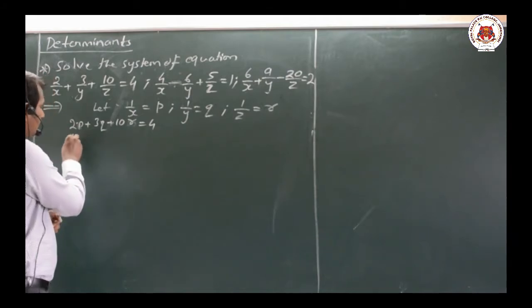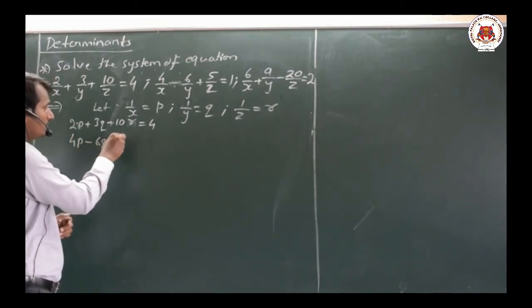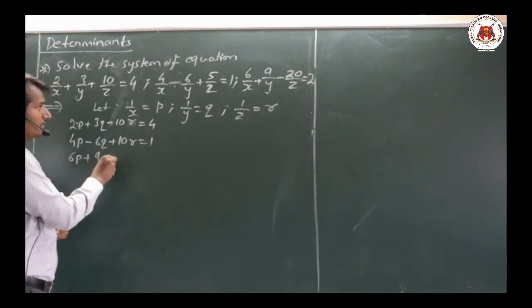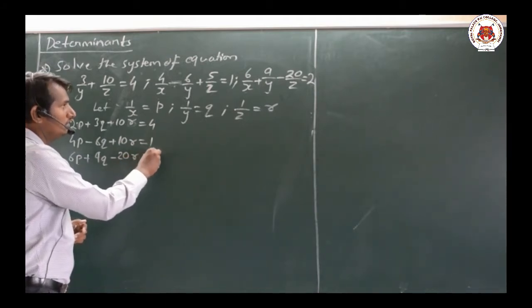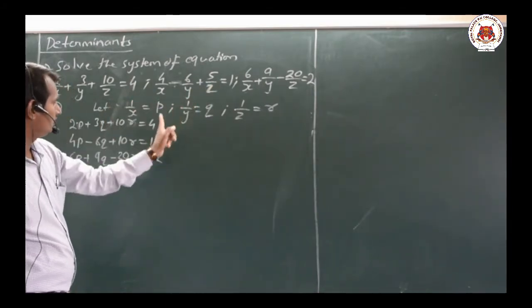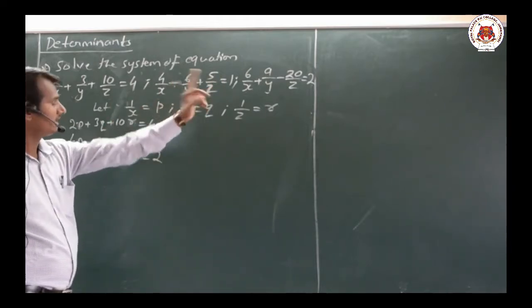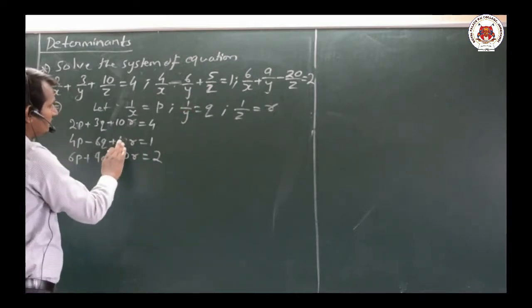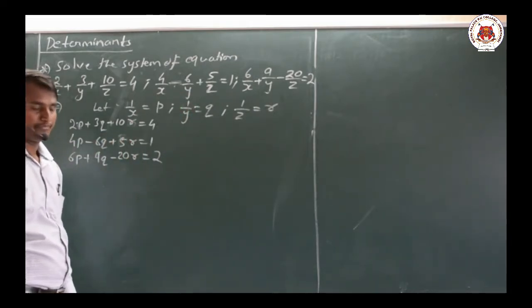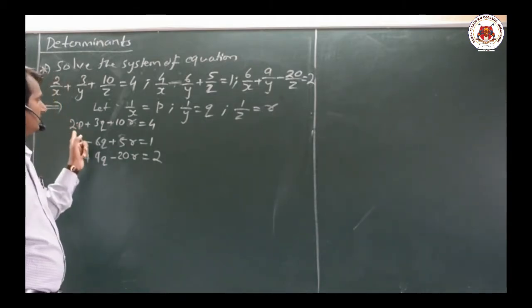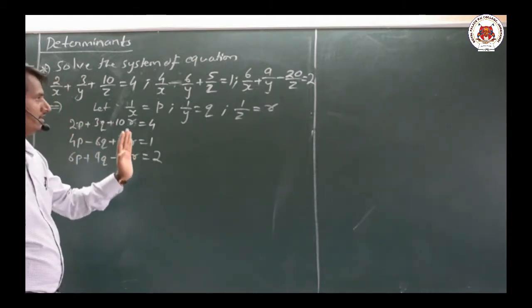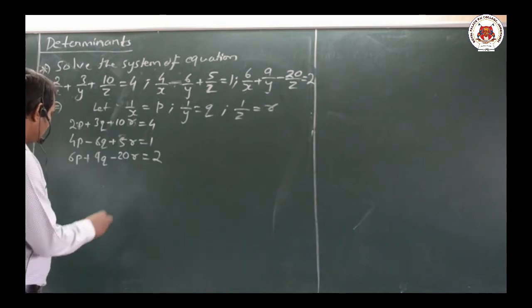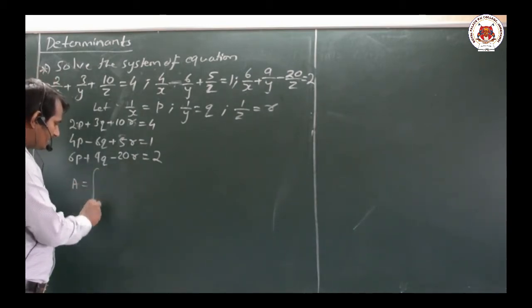Again we have 4p - 6q + 5r = 1. Next we have 6p + 9q - 20r = 2. The right-hand side values are 4, 1 and 2. Now we require to find the p, q and r values. The unknowns are p, q and r. In the previous problems we took them as x, y, z; here it is p, q, r.